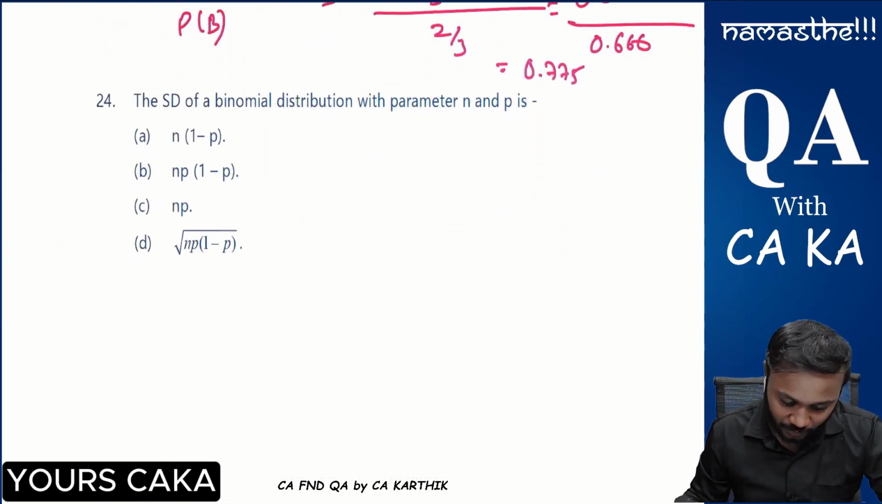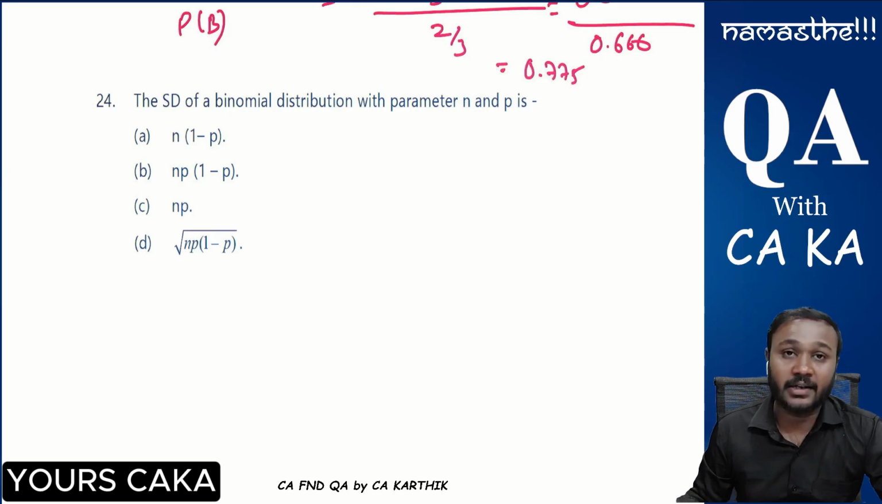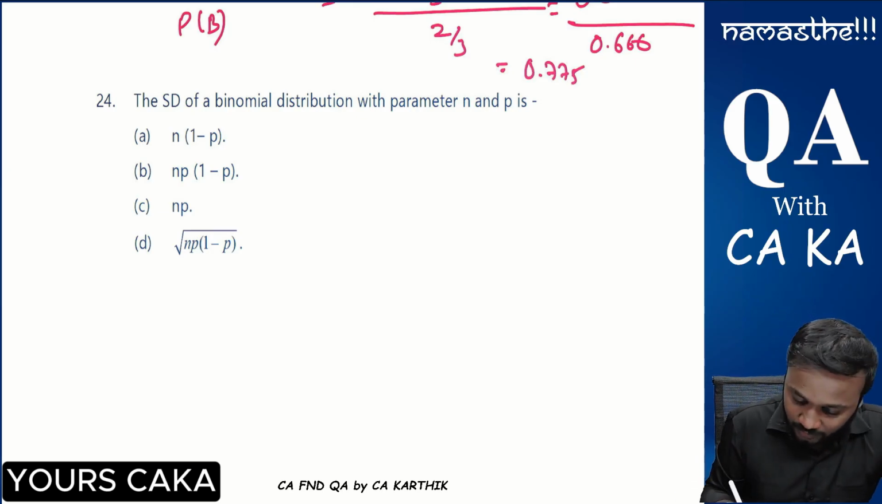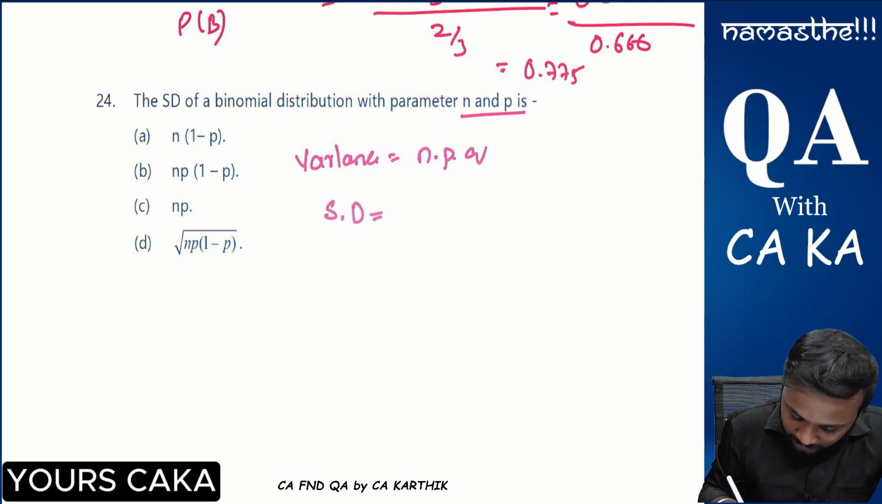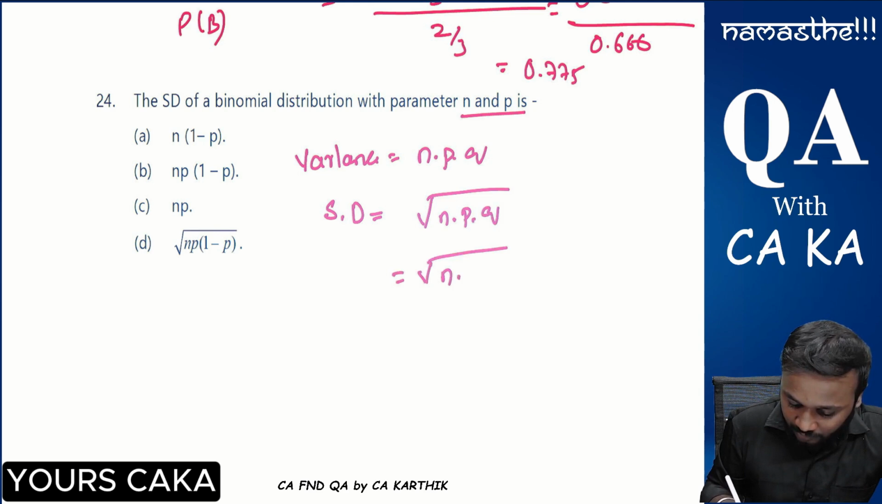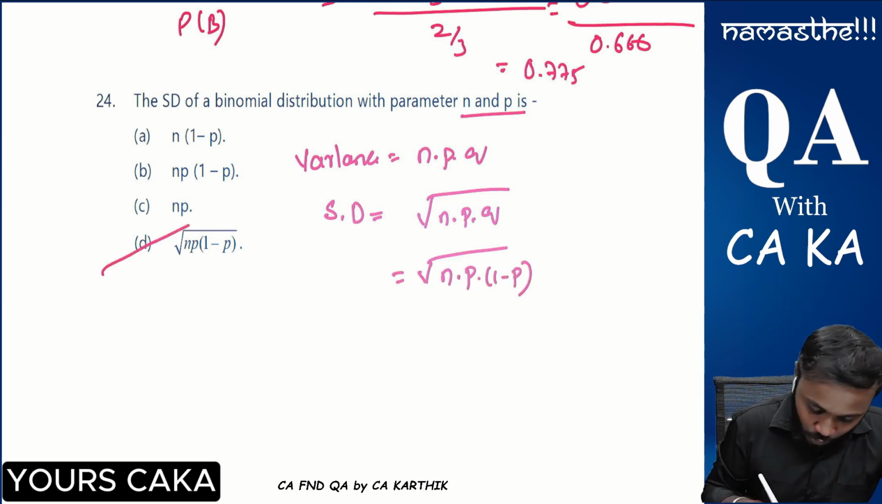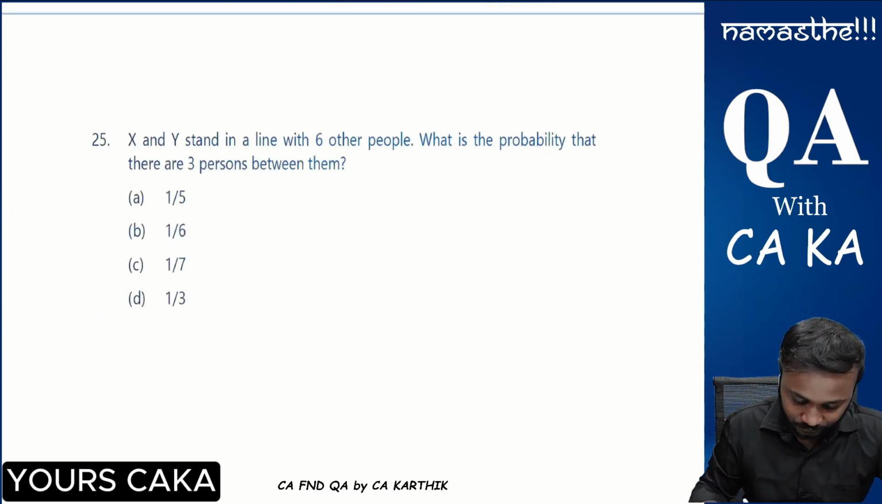Now the standard deviation of a binomial distribution with the parameters n and p are. So they're giving the parameters n and p. Remember the formula of variance: n into p into q. Then standard deviation will be under root of n into p into q. If you all know, q is nothing but 1 minus p. Option D is your right answer.